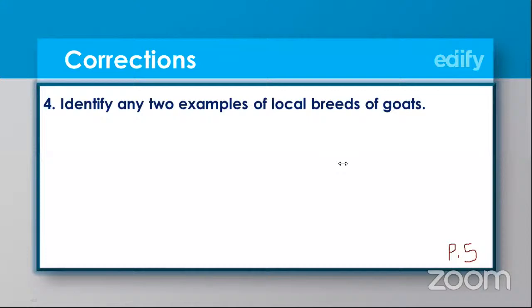Mubende goat. Yes, Mubende goat. Yes, Cairo. That's your name, huh? Okay. Yeah. Wandara to give us what he has written.